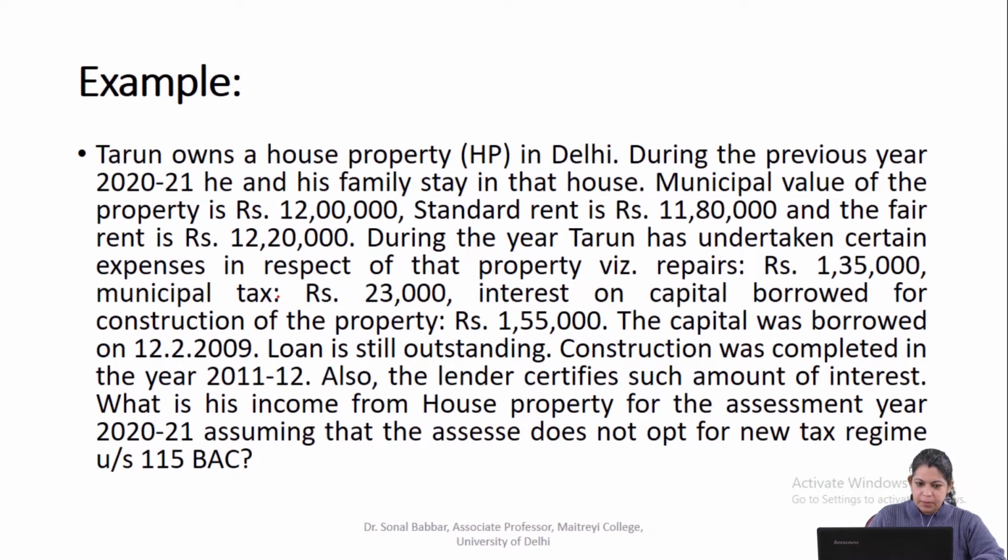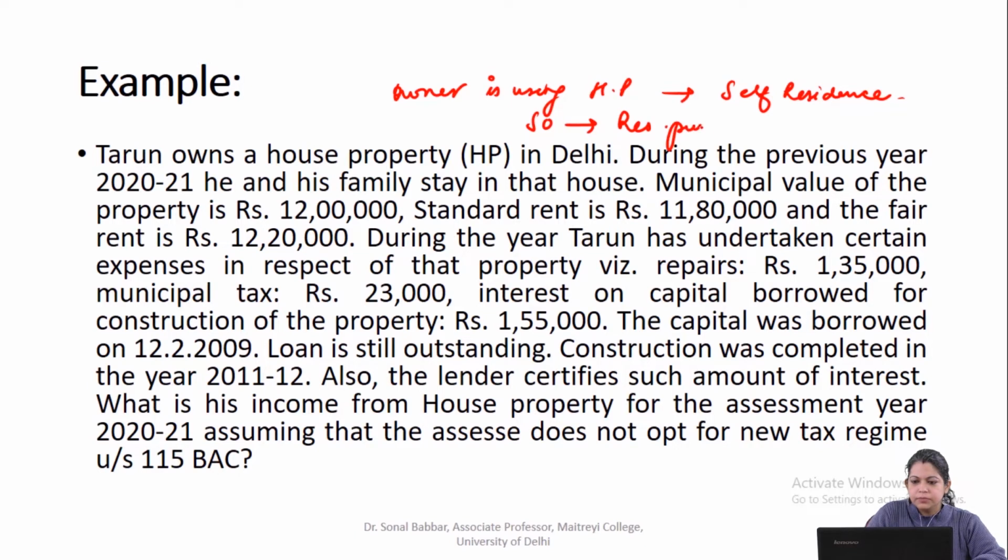Let us look at an example here. Tarun owns a house property in Delhi. During the previous year 2021, he and his family stay in that house. That means the owner is using the house property for self-residence. So the property is self-occupied for residential purposes, and that comes under income from house property.